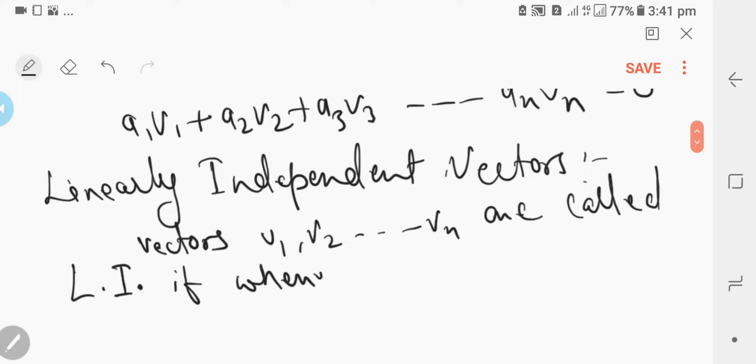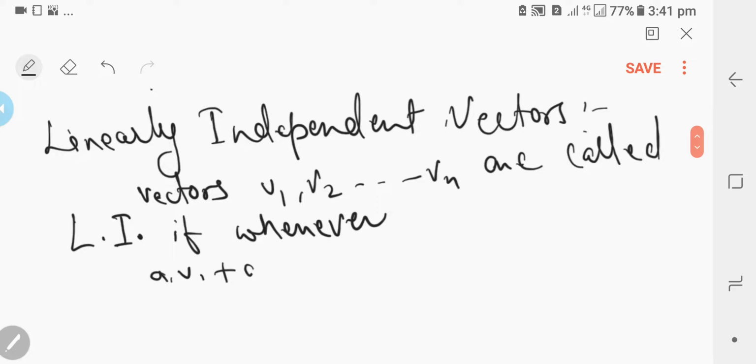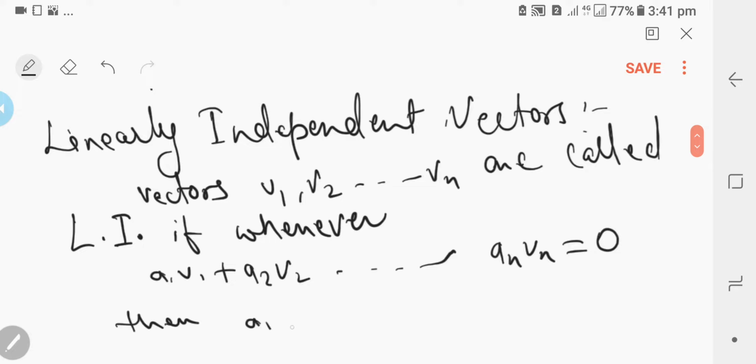whenever we take the linear combination a1 v1 plus a2 v2 and so on of these vectors, then all the scalars are 0. This is the definition of linearly independent vectors.